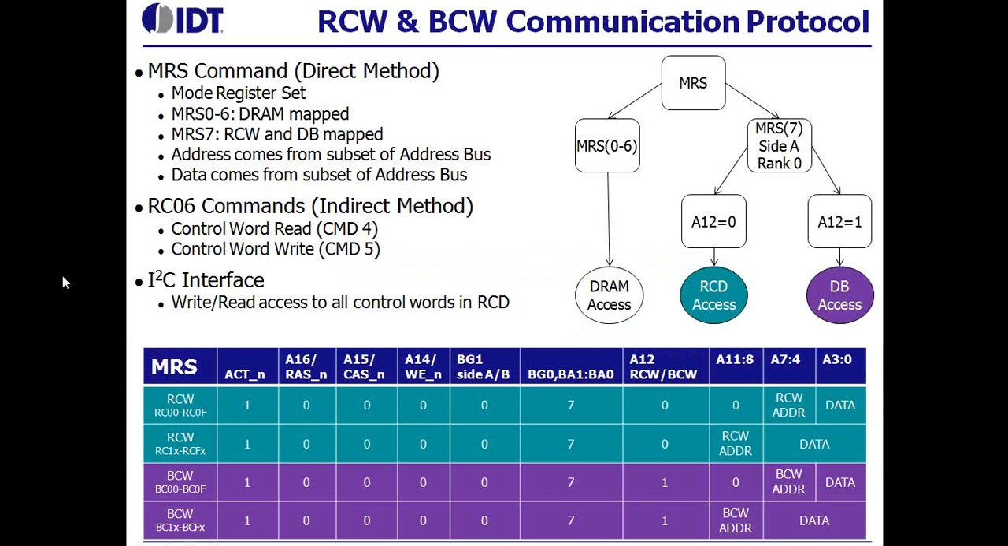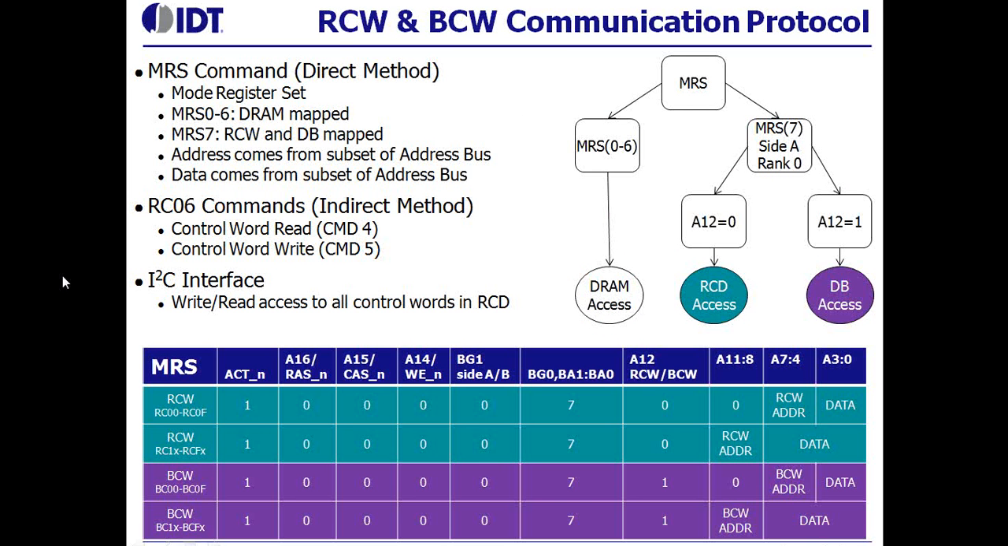This slide is meant to intentionally show you how complicated it can become when writing to RCWs and BCWs and MRSs, etc. And I'm going to let Mike and LeCroy go into the specifics of some of these protocols with their presentation, but I wanted to show them to you here. You can see the table below for details, but there are 7 MRS registers, of which MRS 0 through MRS 6 are used to write control information into the DRAMs.